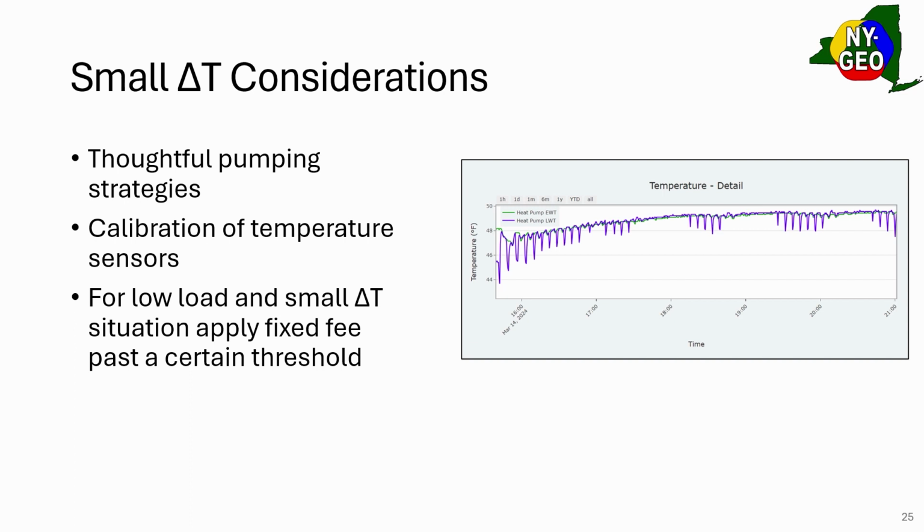But with thoughtful pumping strategies, you can avoid that low delta T scenario. So that's one consideration. You could have calibration of the temperature sensors. And then we're kind of jumping ahead here because we're going to talk about energy as a service at the end. But if you lack confidence in your BTU measurement past a certain delta T threshold, what you could do is apply a fixed fee past that threshold, right? So if you get below 2 degree delta T, you could say, we no longer lack confidence in our BTU meter, we're going to charge you a fixed fee, or something like that. This is just an idea, but again, we thought we'd slip this into the deck because it is a question.